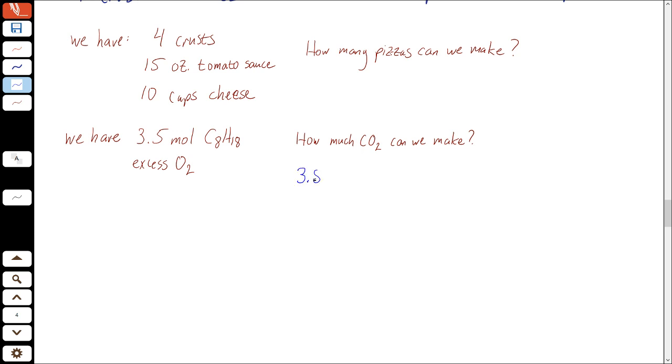We take 3.5 moles of C8H18, and we want to multiply that by a factor that tells us the relationship or the ratio between that C8H18 and the CO2 that we're being asked for. So if we set it up like a conversion, like we're converting moles of octane to moles of carbon dioxide, we're really just multiplying by a ratio, and we can get the numbers for that ratio straight from the equation.